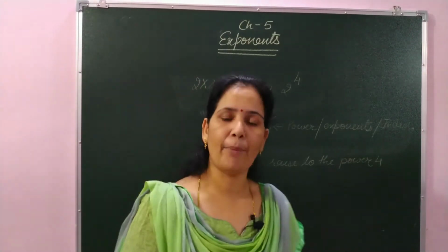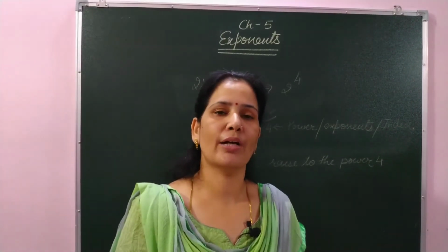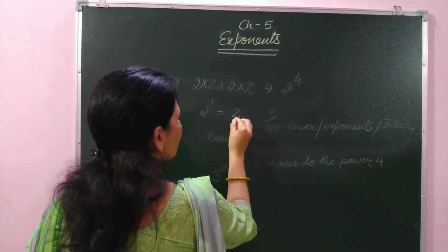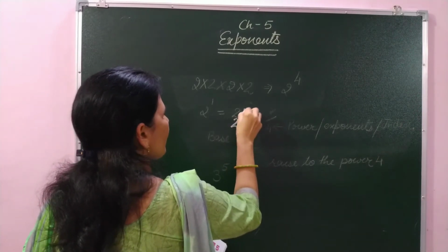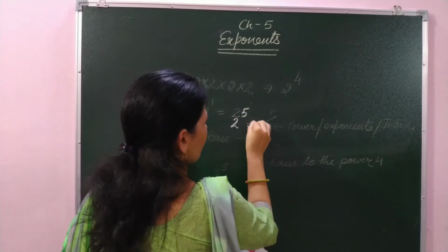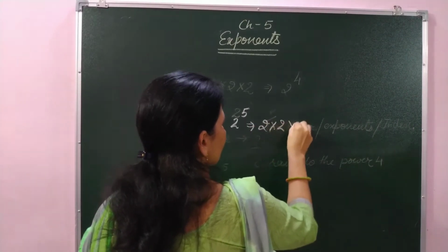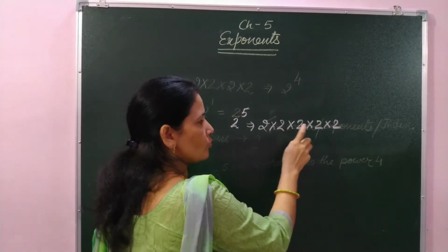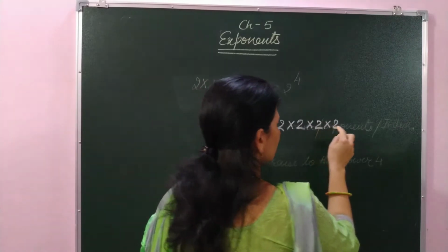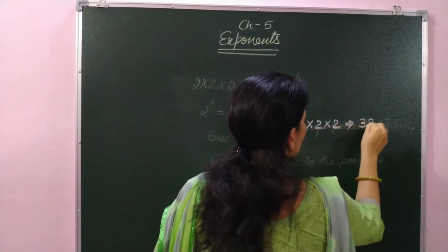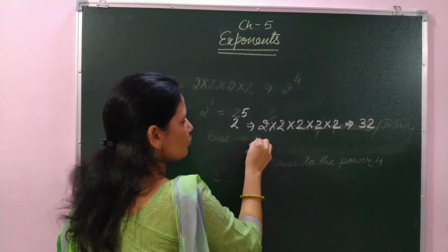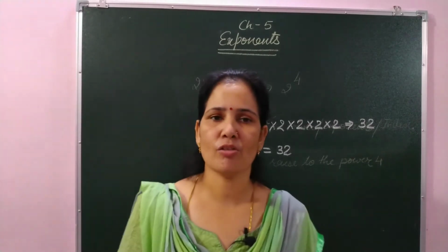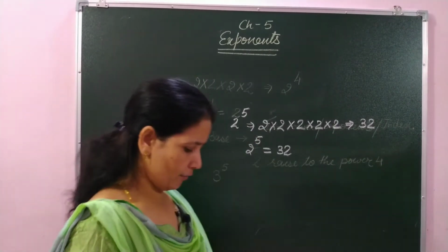Now we will discuss how to solve a power, and how to convert a number into a power. For example, we have the number 2 raised to the power 5. How do we solve this one? We repeat this number 5 times. 2 repeated 5 times: 2 twos are 4, 4 twos are 8, 8 twos are 16, 16 twos are 32. So students, we can write 2 raised to the power 5 is equal to 32. In this way, students, we can solve a number with power.